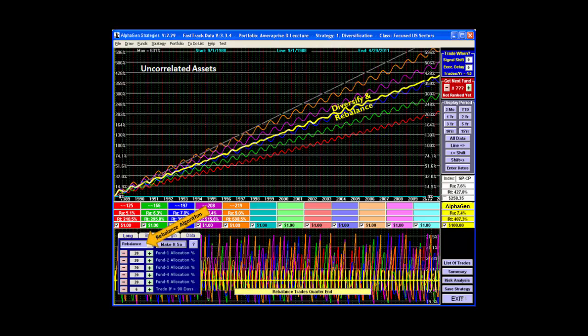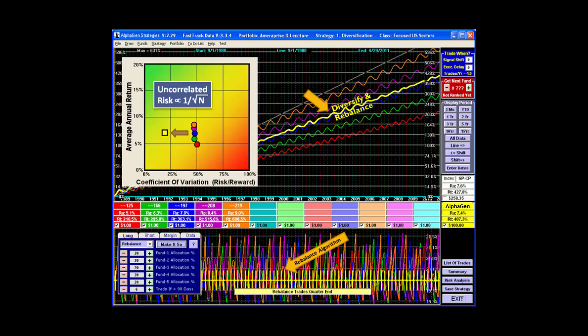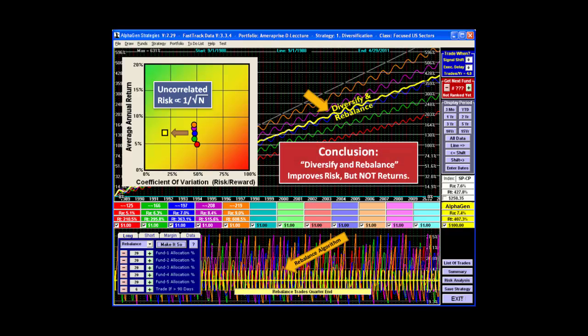If we take these uncorrelated assets and diversify and rebalance as shown by the control in the lower left, using an equal 20% allocation for each, and rebalancing quarterly, where these are the rebalance indicators and rebalance dates, then it produces the results shown by the yellow line above. With this concoction of uncorrelated signals, there are periods of time when they work together and other periods where they work against one another. On the risk-reward chart, the results show that we have achieved the average of the returns, and as expected for uncorrelated assets, the risk is reduced by the square root of the number of participating funds. In conclusion, diversify and rebalance improves risk, but not returns.